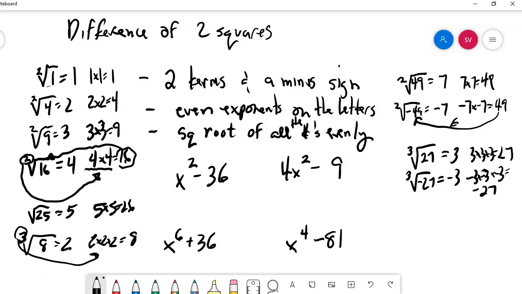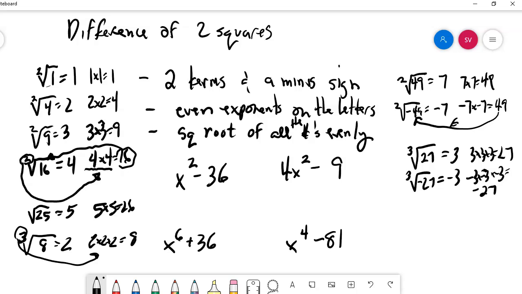So here's 4 examples that we'll cover. Let's look at this first example here, x squared minus 36. Does this meet the 3 conditions? I have 2 terms and a minus sign between 2 terms. So checkpoint 1 is met.